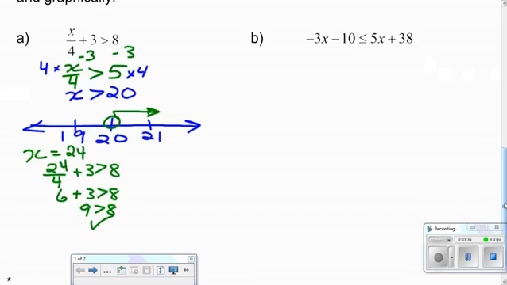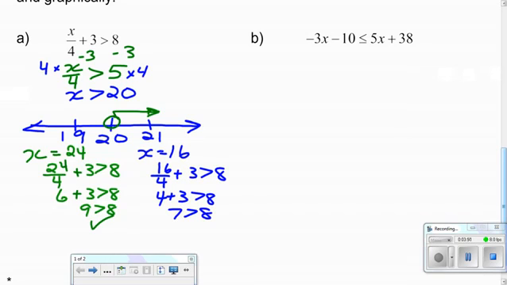Let's check a value that should not work. So let's go x equals 16. Again, I'm being strategic about this. I'm thinking about numbers that I could divide by 4 nicely. So 16 divided by 4 plus 3 should be bigger than 8. 4 plus 3 should be bigger than 8. 7 is bigger than 8. No, it's not. So we've got a good boundary point. So our inequality solution of x is greater than 20 works.